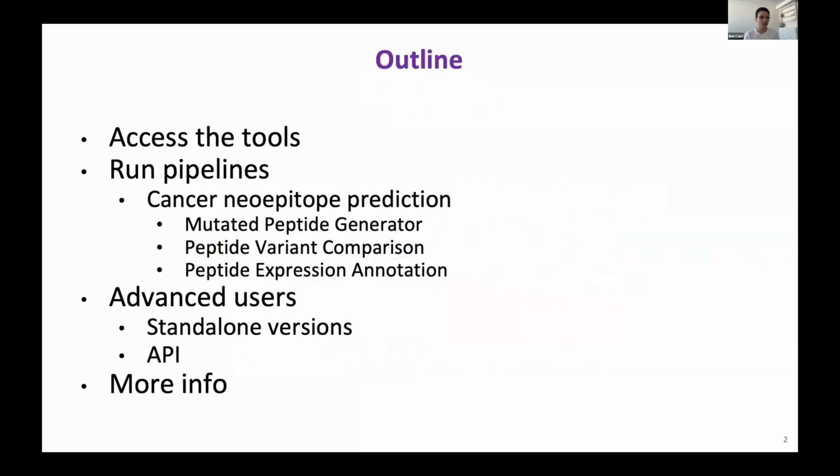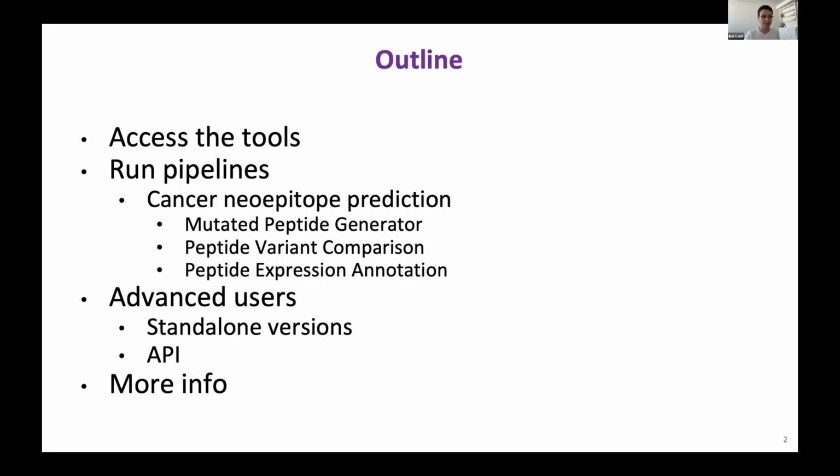So in this presentation, you will learn how to access the tools from the CEDAR main page. Then we will see how to run pipelines, which are a series of bioinformatics steps that are connected one to each other. And to do so, we will see an example of how to perform neoepitope prediction. To do that, we will run three different tools. First, we will see how to run the mutated peptide generator. Then we will perform a peptide variant comparison. And finally, we will run the peptide expression annotation.